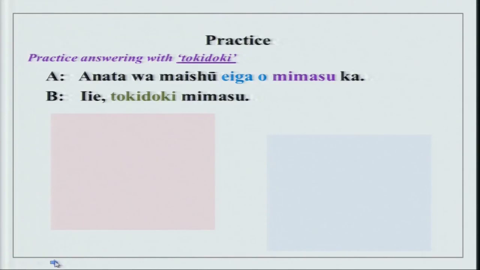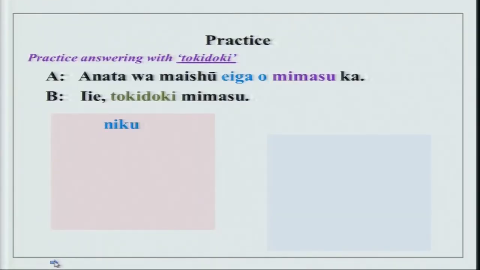Now, practice answering with tokidoki. Anata wa maishu eiga o mimasu ka? Maishu you have done means every week. Anata wa maishu eiga o mimasu ka? Iie, tokidoki mimasu. Tokidoki is sometimes. So, well, let us see.